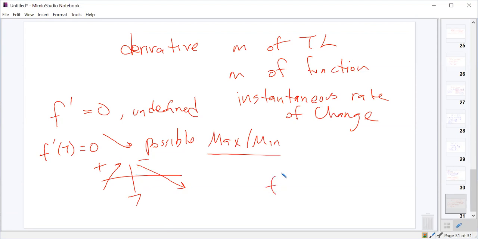So when f prime is positive, the function increases, and when f prime is negative, the function decreases. That'll help us tell if it's a local max or min. If your chart ends up positive and positive, there's no local max or min at 7. Or if it's both decreasing, there's no local max or min.